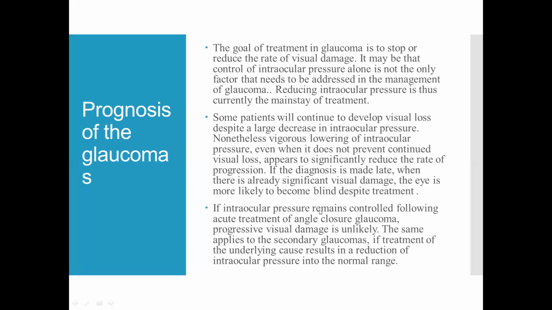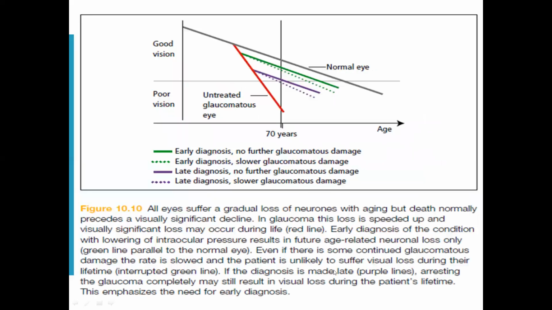If intraocular pressure remains controlled following acute treatment of angle closure glaucoma, progressive visual damage is unlikely. The same applies to the secondary glaucomas if treatment of the underlying cause results in a reduction of intraocular pressure into the normal range.